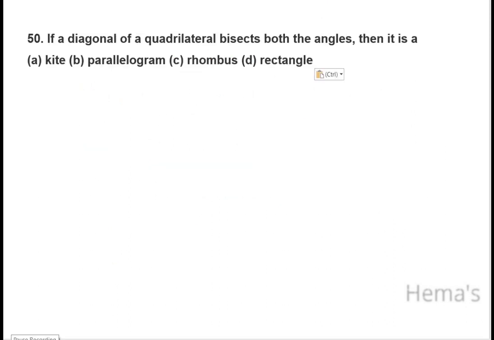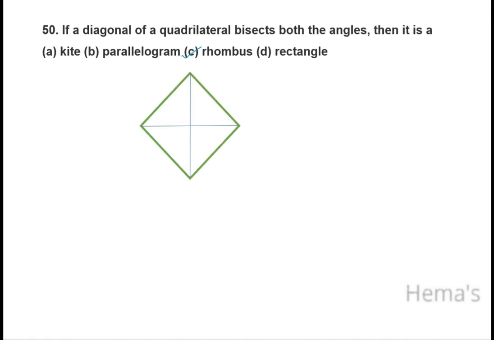Question 50. If a diagonal of a quadrilateral bisects both the angles, then it is a rhombus. As in a rhombus ABCD, diagonal AC bisects angle A and angle C, and diagonal BD bisects angle D and angle B.